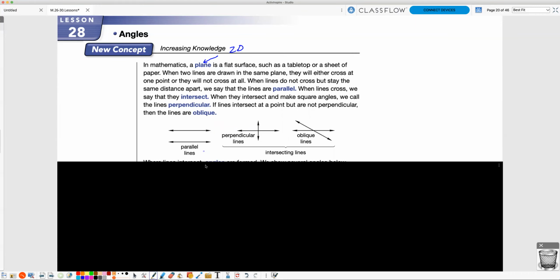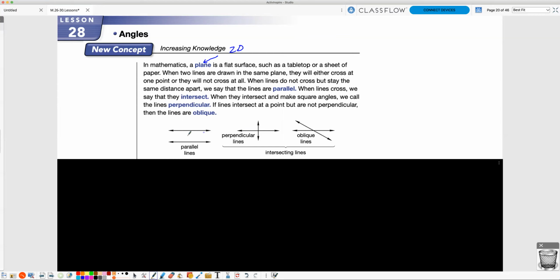So there's a lot of different vocabulary in these. Here's a set of parallel lines that will never intersect. They're considered parallel. Here's some lines that do intersect, and they intersect at a perfect 90-degree angle, which makes them perpendicular lines. Oblique lines are lines that intersect but at any other angle other than 90. So this angle is different than the 90-degree angle. This would be an obtuse angle here. This would be an acute, an obtuse over here, and acute over here.